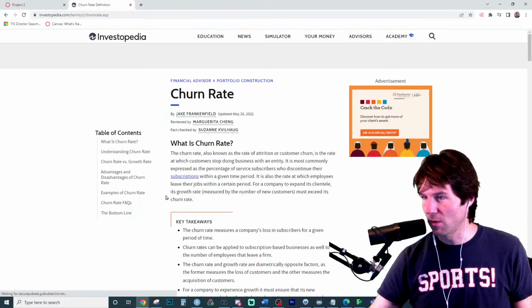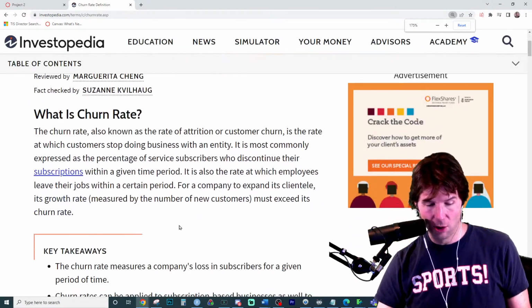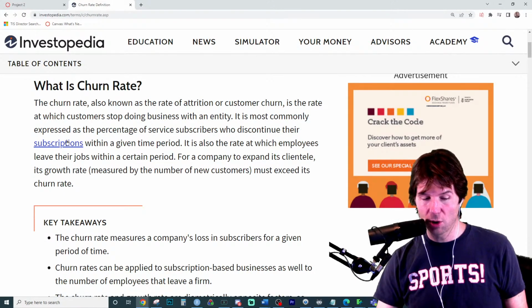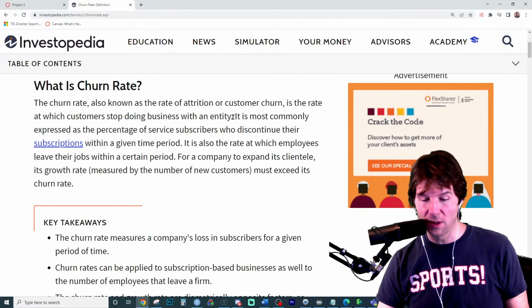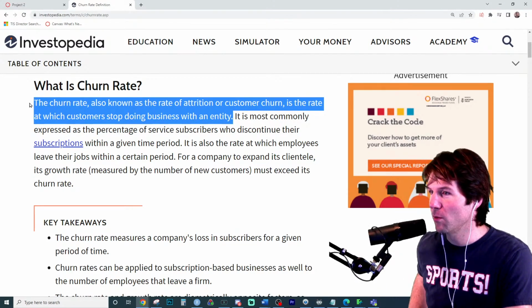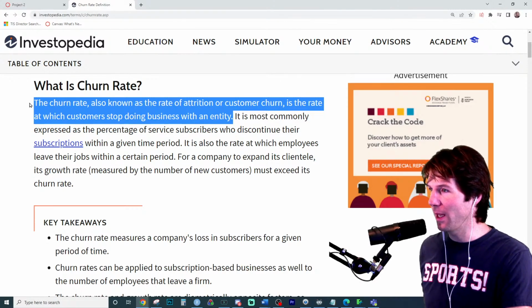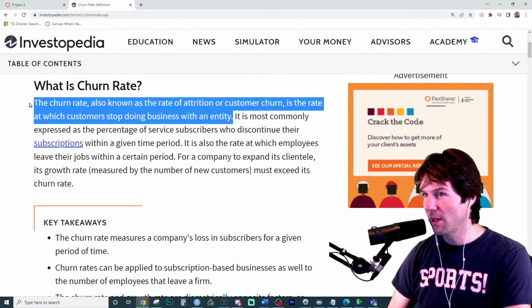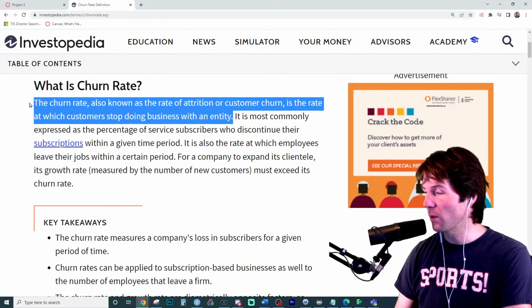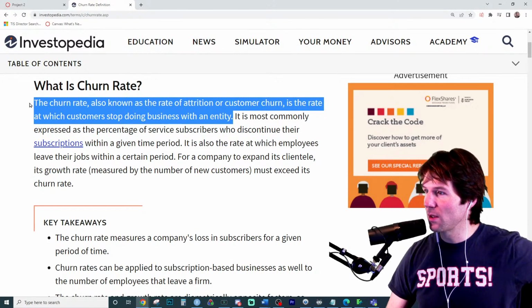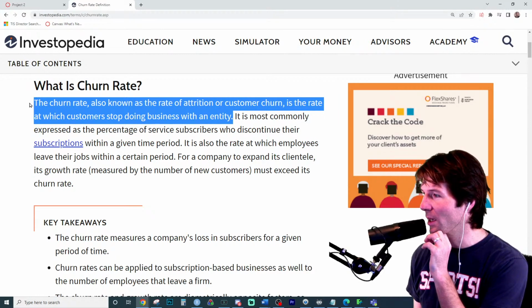Churn rate. Here it is right here. Churn rate definition: the churn rate, also known as rate of attrition or customer churn, is the rate at which customers stop doing business with an entity. They leave us. They churn. I guess I've heard that term too many times, but churning is a bad thing. You cracked the code right there. It's most commonly expressed as a percentage of service subscribers who discontinue their subscriptions within a given period of time. It's also the rate at which employees leave their jobs. So it's used there too, but I hear it for customers.